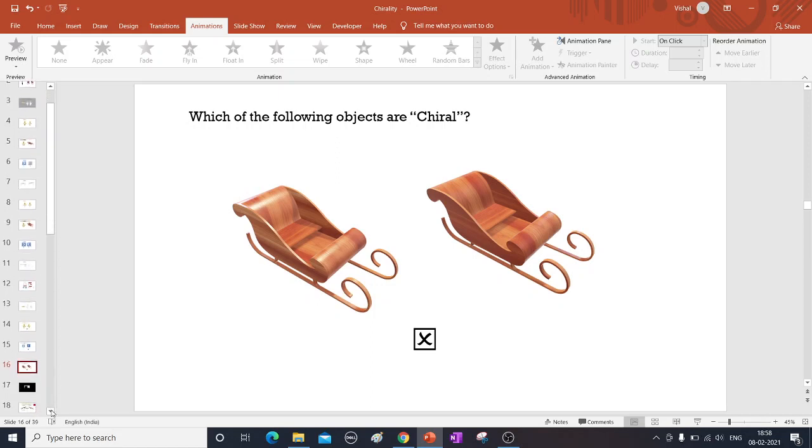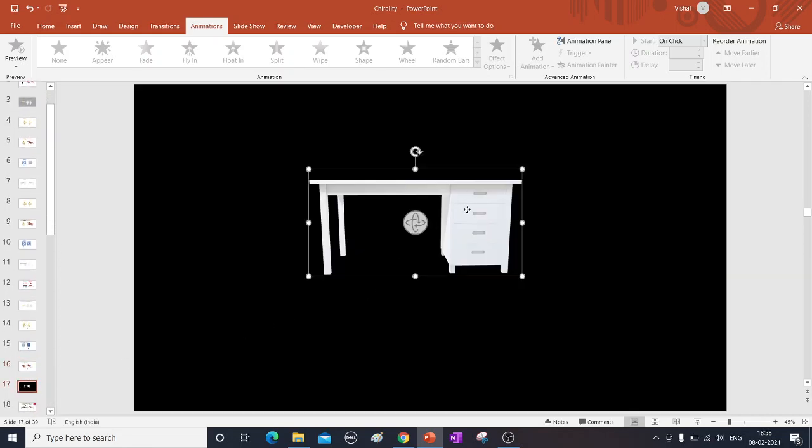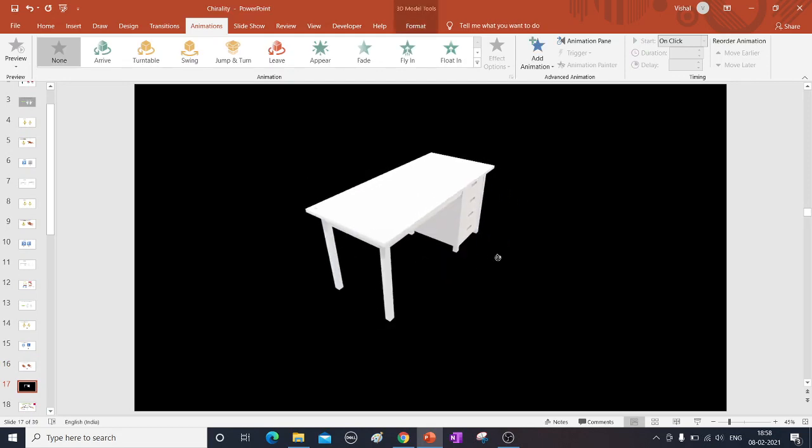Okay, so the last one is for the viewers to decide whether this desk, as you see, is chiral or not.